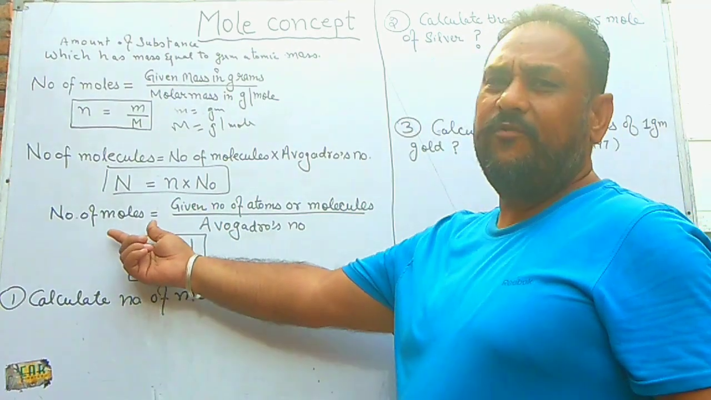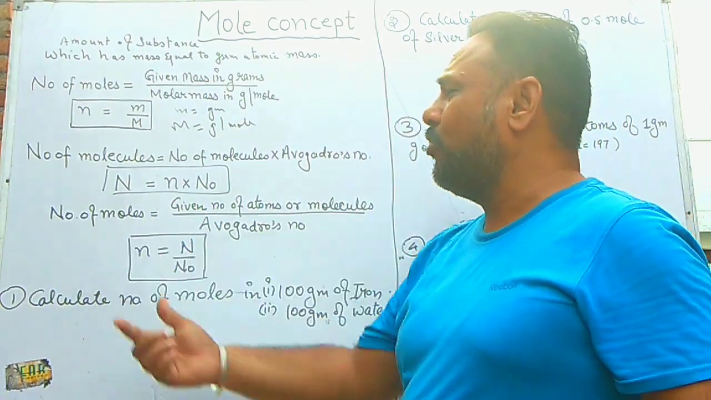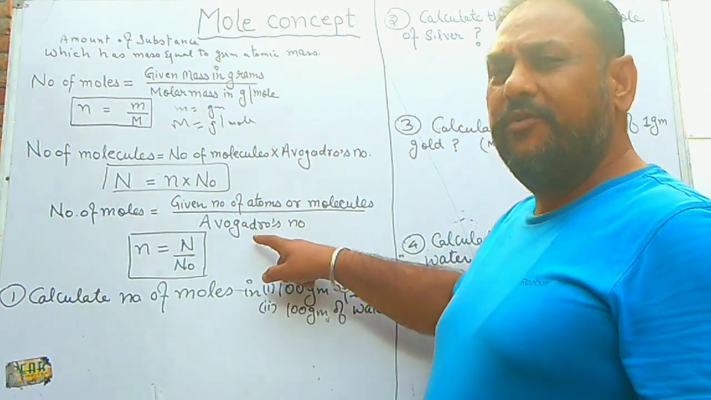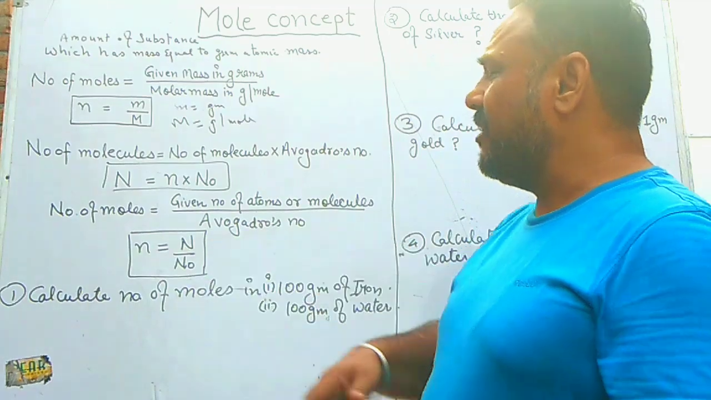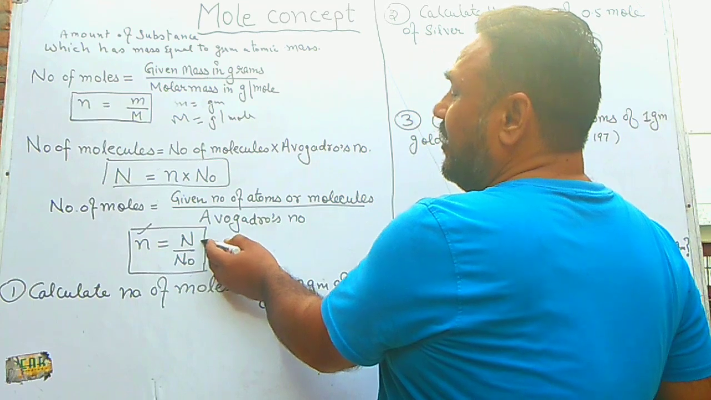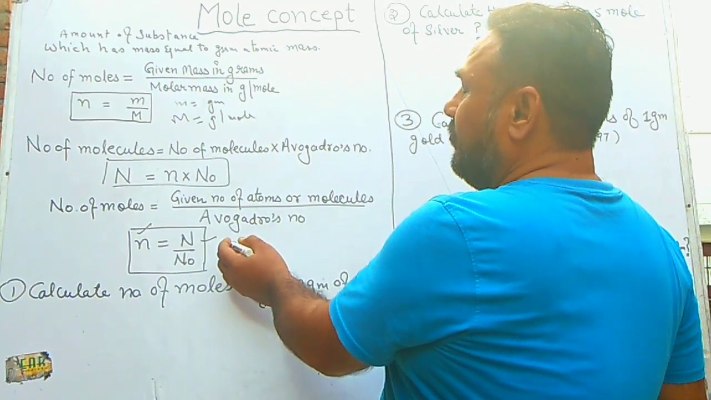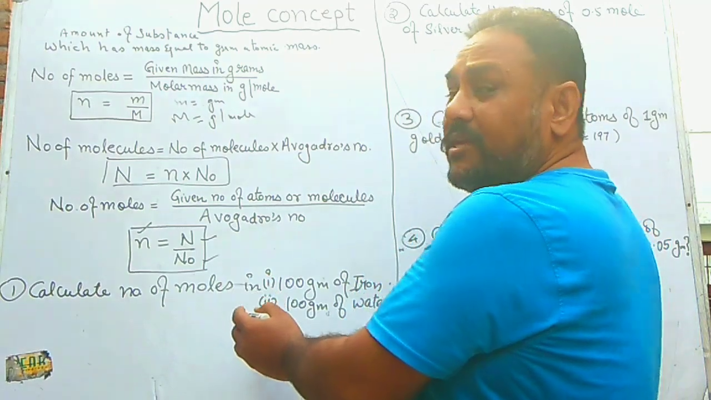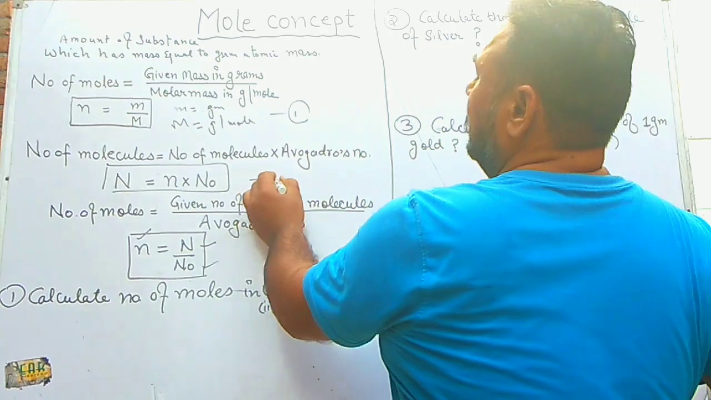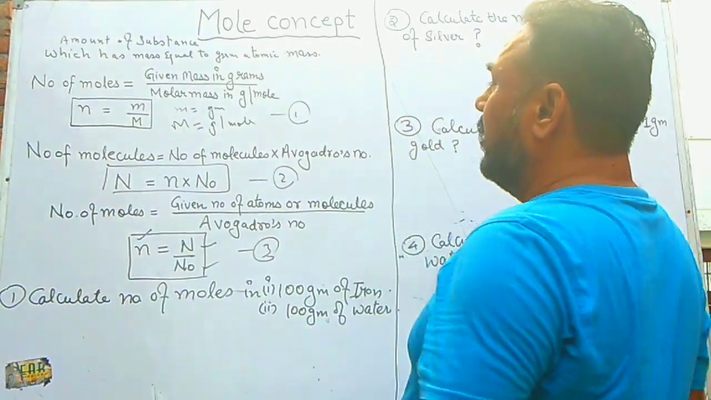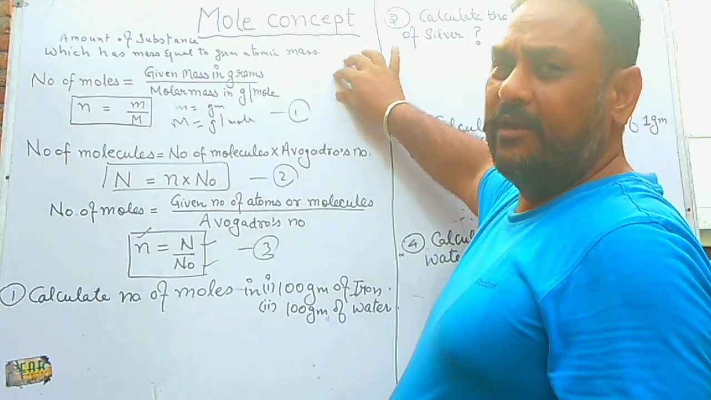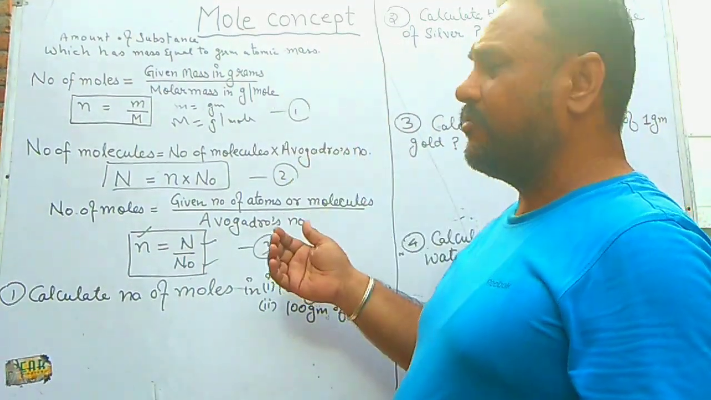Here we have the definition for calculating the number of moles: the given number of atoms or molecules divided by the Avogadro number. In simplified form, n stands for the number of moles, capital N stands for the given atoms or molecules, and N naught stands for the Avogadro number. So this is the first formula, this is the second formula, and this is the third formula. By using these three formulas we can solve some of the numericals. We are going to practice some of the numericals which are given.